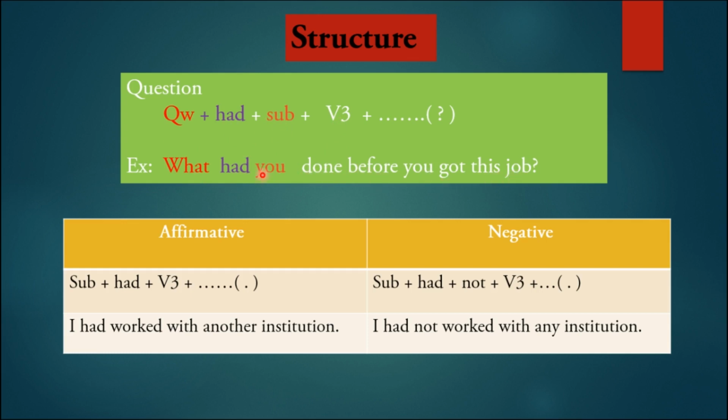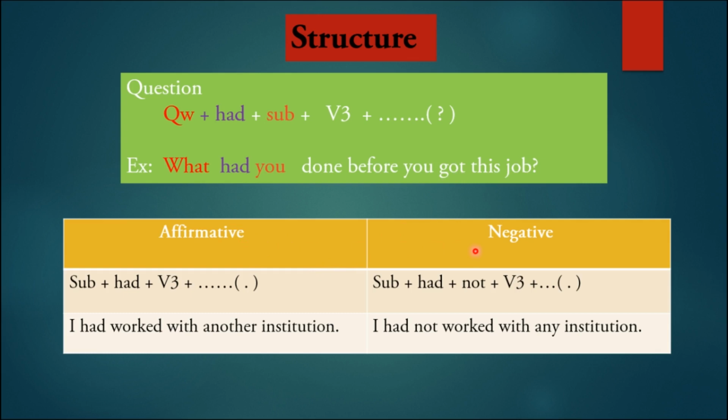Children, in this question, there are two past actions. First action is getting job, got this job. Second action, doing work. This is our question. In these two actions, first action is doing some work. The second action is getting job. So for the first action, I used had plus done, past perfect. For the second action, I mean next action, I used simple past tense, got only.